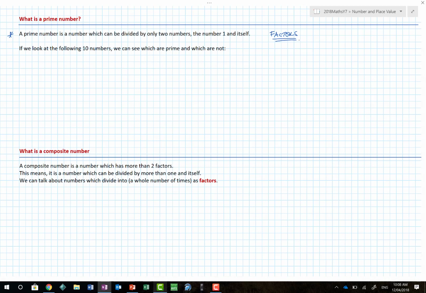So, let's look at the number 5. What are the factors of 5? Well, 1 goes into every number, as does the number itself. But does 2 go into 5? Nope. 3? Nope. 4? Nope. There we go. So we now say that 5 is a prime number.